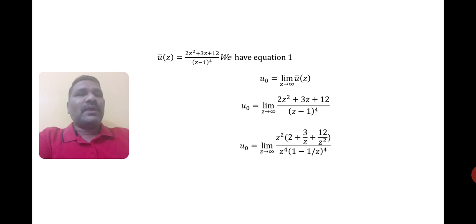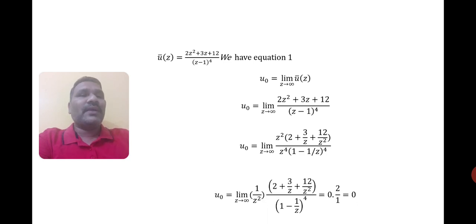To apply the limit, what I have done is I took z square common in the numerator, left out will be 2 plus 3 by z plus 12 by z square. In the denominator also I took z common, so z to the power 4 times 1 minus 1 by z whole to the power 4. Now cancel it, so you will get 1 by z square as a left out part. Remaining as it is, I wrote here 2 plus 3 by z plus 12 by z square. Now you supply the limit on z. So limit of z is infinity. So what you will get, 1 by infinity is 0. So 0 multiplied by 2 by 1, the answer is 0. So u naught value I got as 0.